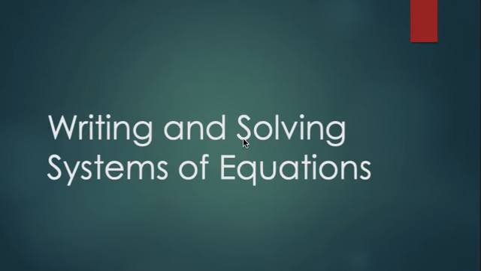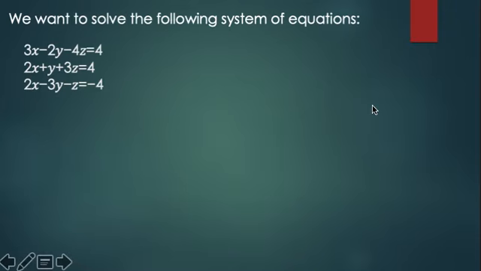Here we go for chapter 6, writing and solving systems of equations. So what we've got is a situation where we've got three linear equations. Now that we've done 3D vectors, hopefully you can see what we've actually got is the Cartesian form of a 3D vector. And we want to work out where all three of these have a solution.